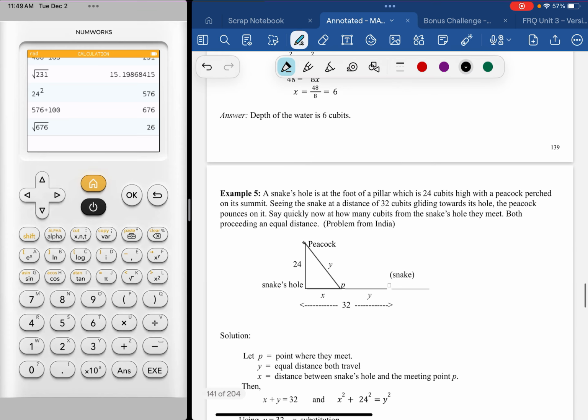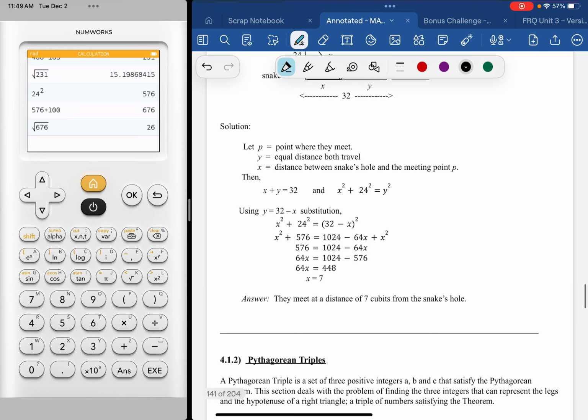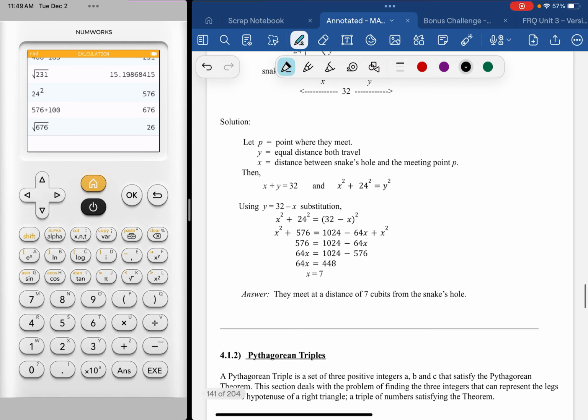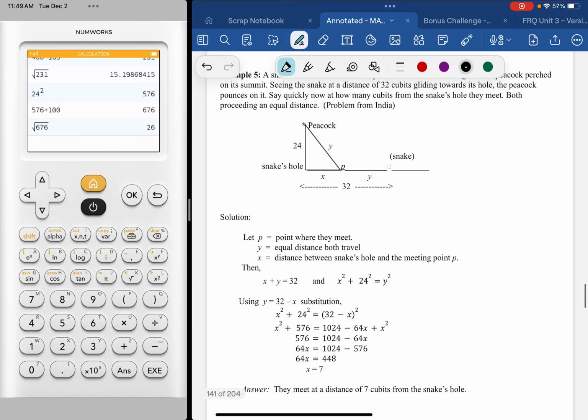So the remaining problems are all along the same lines. You can try this problem, and then in the next video I'm going to move on to Pythagorean triples, and then we'll have a little practice set related to this.